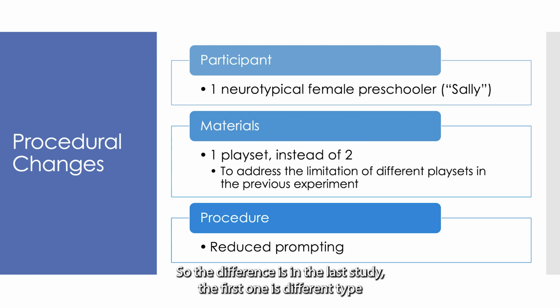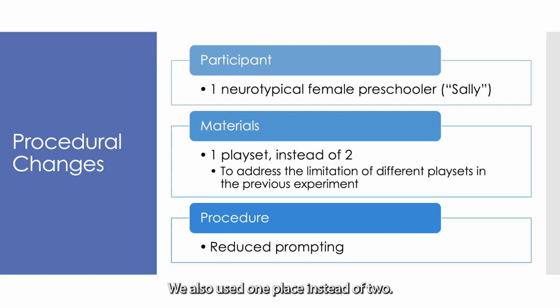All right, so the differences in the last study, the first one is a different type of participant. So instead of 3 male autistic preschoolers, we had 1 neurotypical female preschooler. We're going to call her Sally again for confidentiality reasons. We also used 1 playset instead of 2.